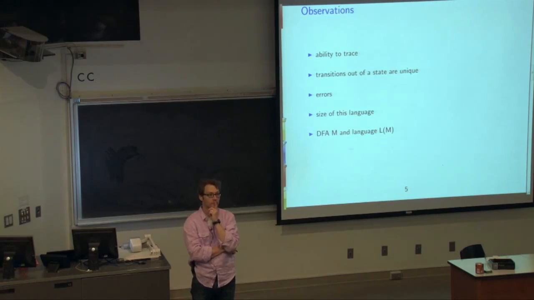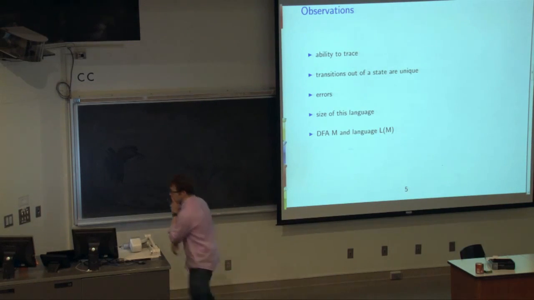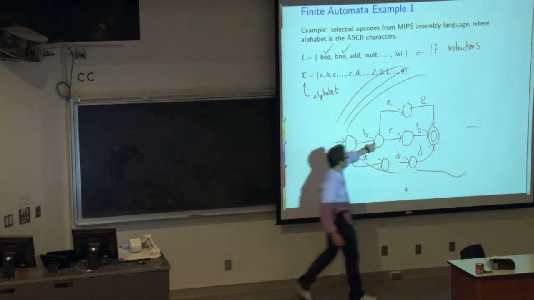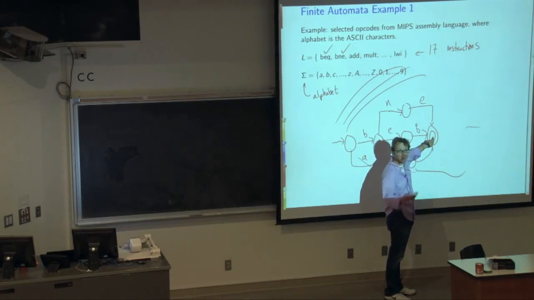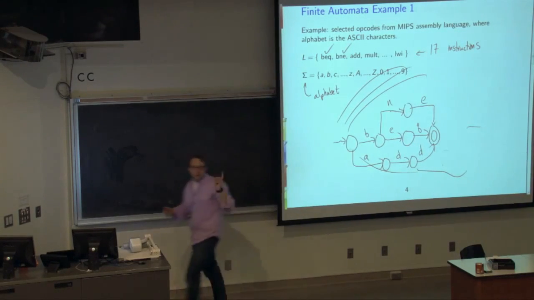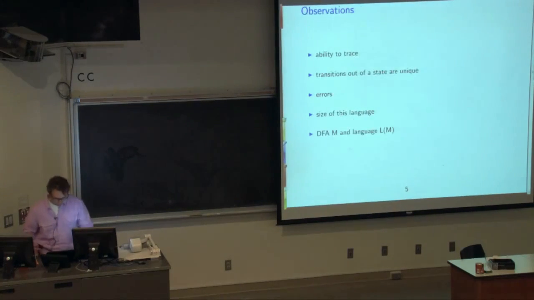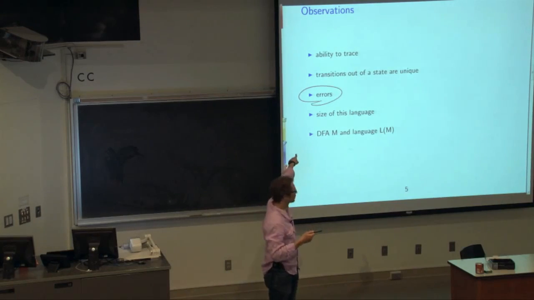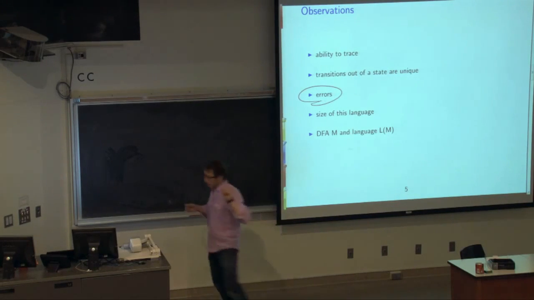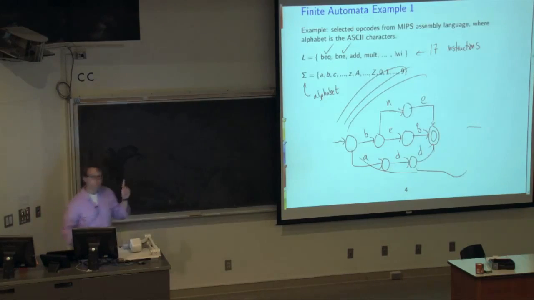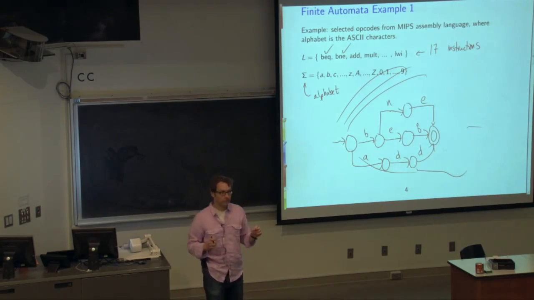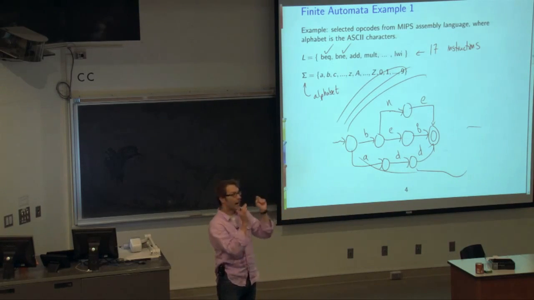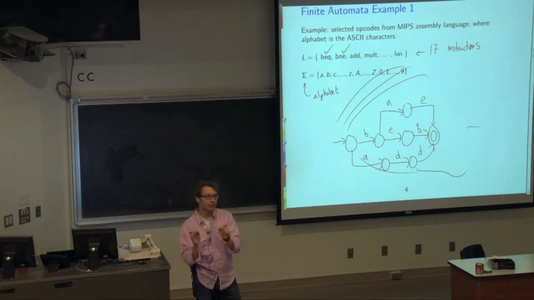Okay, so one question. Would that accept B, E, Q, A, for instance? Let's see. If I read B, E, Q, I get to this state. Now I read some more input. That's a very good question. I haven't talked about this yet. That leads me to this third point: I want to specify what is right. I'm not going to specify what is wrong. In other words, I will say what I want, and if you don't give me that, I reject it.